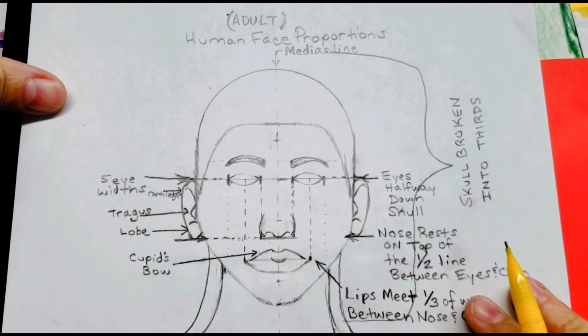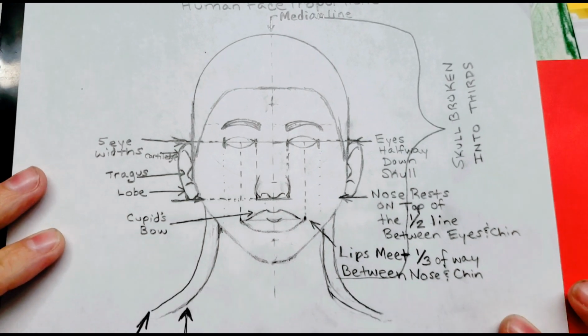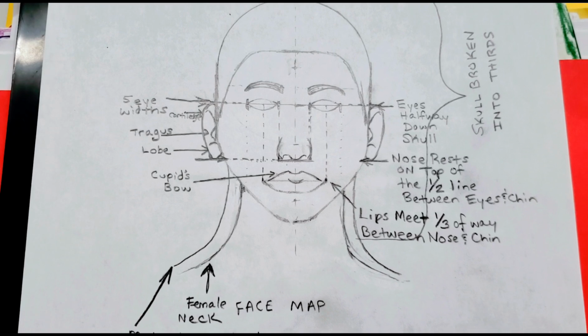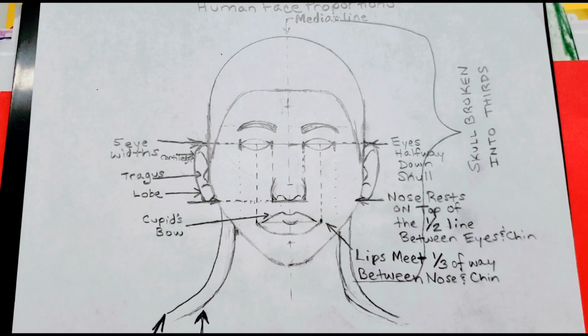We have been doing the adult human face proportions. Here they are, that you've been drawing with us step by step in the last two videos. In this video, we are going to learn how to draw hair.